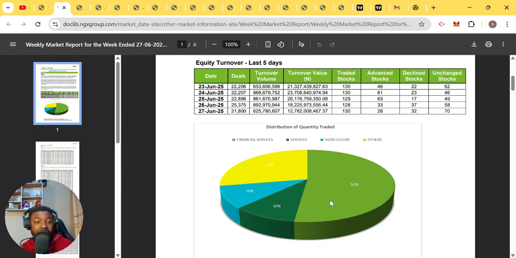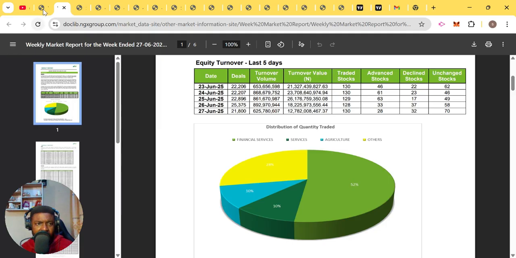But because of the regulatory forbearance issue that the CBN gave all banks, and we observed what happened in the banking sector, stocks were coming down. The likes of Zenith actually came down to 43 before shooting back to 58. So if you look at this place now, we have 52%. Then services, we have 10%. Agriculture, we have 10%. Others, we have 28%.